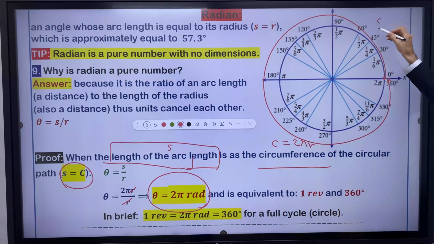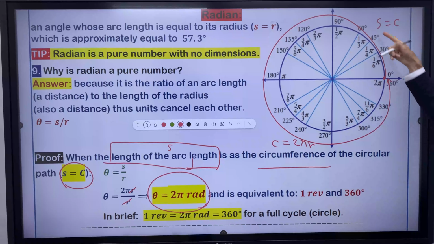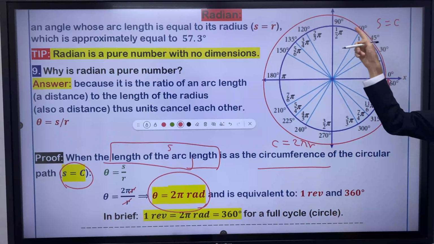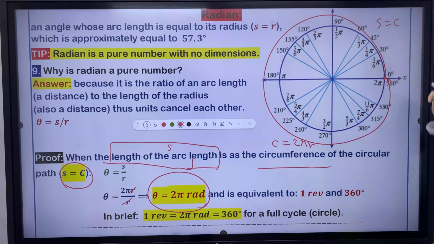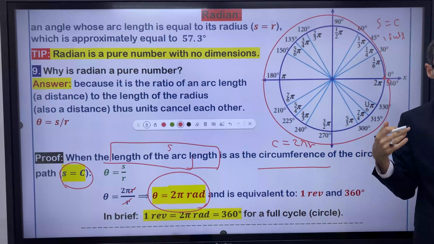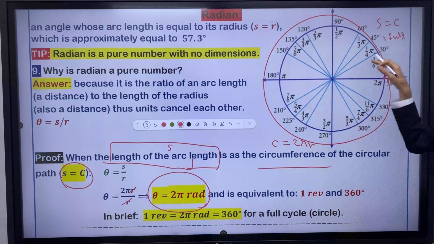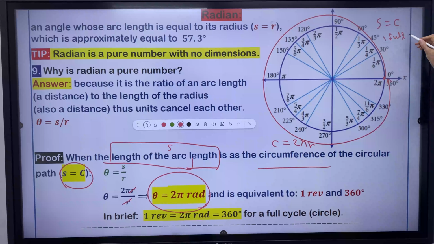S is equal to C. The arc length is the circumference of the circle. That's why in this situation, this is called one full circle or one full cycle. Whether you say cycle or circle, no problem. Or one revolution. You can say one revolution or one rev. One full cycle or circle, it doesn't matter.